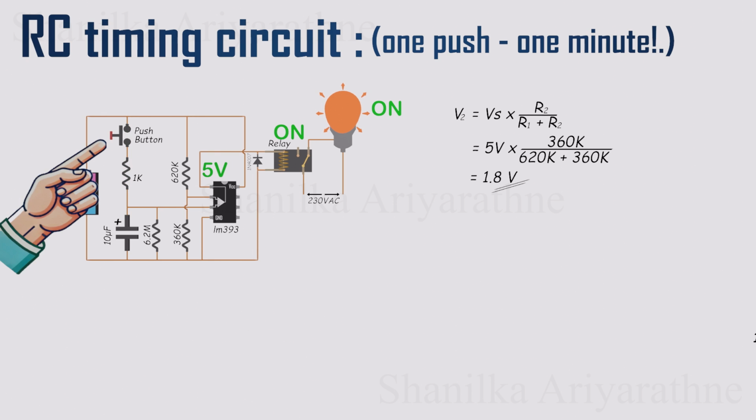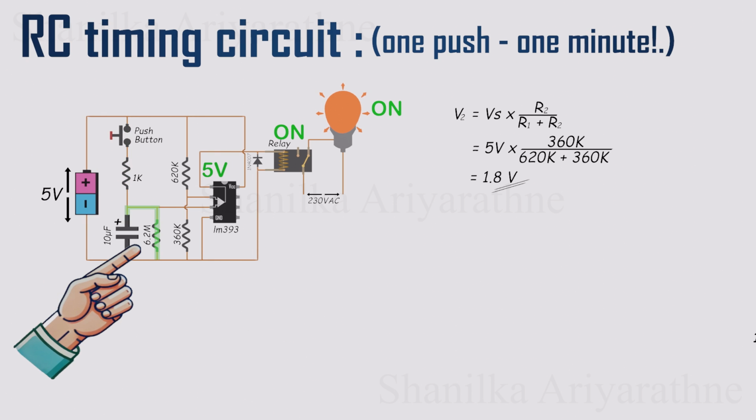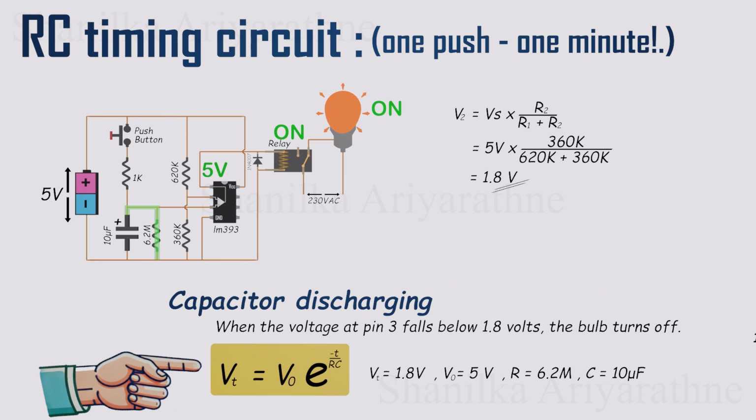Now, after we release the push button, the capacitor starts to slowly discharge through the 6.2 mega-ohm resistor. As it discharges, the voltage at pin 3 drops down. When the voltage at pin 3 falls below 1.8 volts, the relay de-energizes and the bulb turns off. To find how long it takes a capacitor to discharge from an initial voltage to a specific voltage, I'll use the capacitor discharge equation.